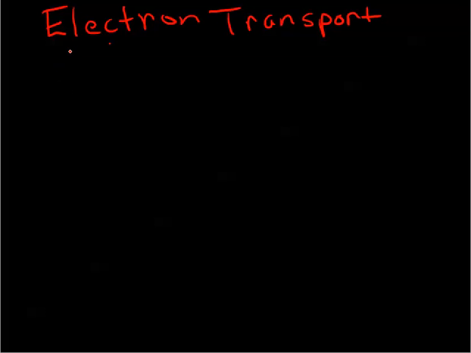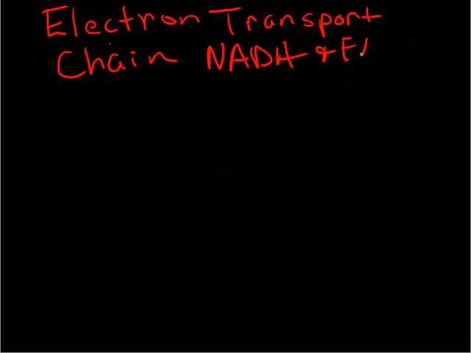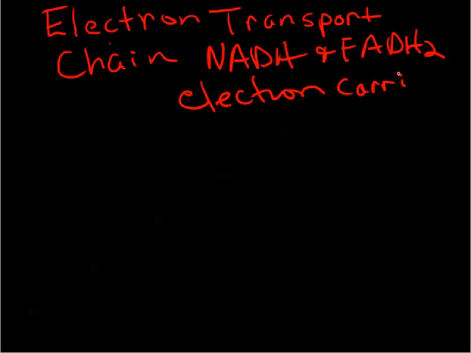We're going to talk about the electron transport chain. Now, after you've broken down the food and produced NADH and FADH2, these are electron carriers. We need something to be able to convert these electrons into usable energy for the cell.